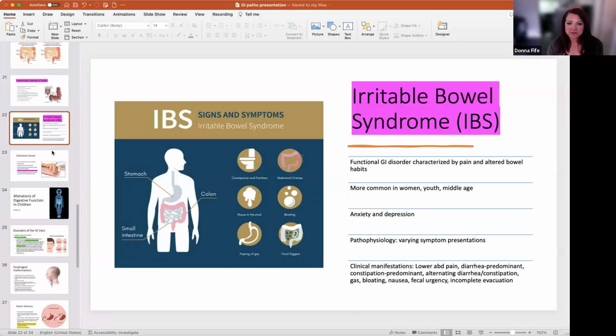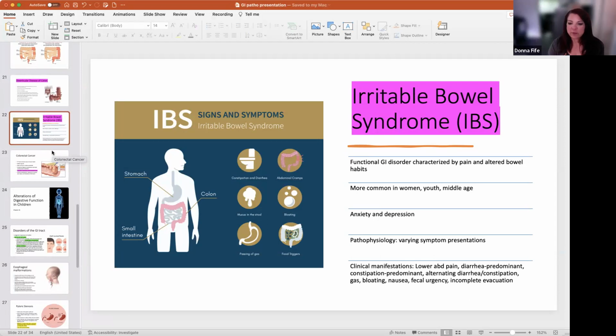Now, irritable bowel syndrome, this is a functional GI disorder that's characterized by pain and altered bowel habits. This is more common in women, younger, in youth and middle-aged. Anxiety and depression kind of go along with this. Pathophysiology, there's varying symptom presentation. Clinical manifestation, lower abdominal pain.